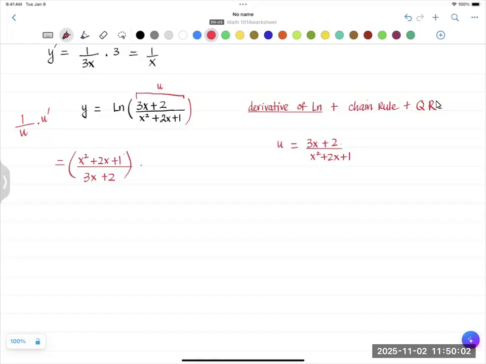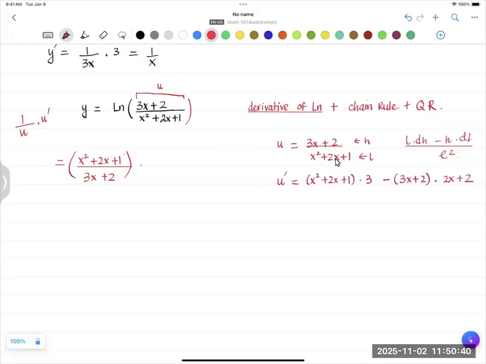In the u prime, you're going to have a quotient rule. So u prime: derivative of the numerator, right? Low d high. So the derivative of the numerator is 3. You have low d high minus high d low over low squared. So I'm going to have low d high: you can have x squared plus 2x plus 1, d high is 3, minus high d low will be 2x plus 2.